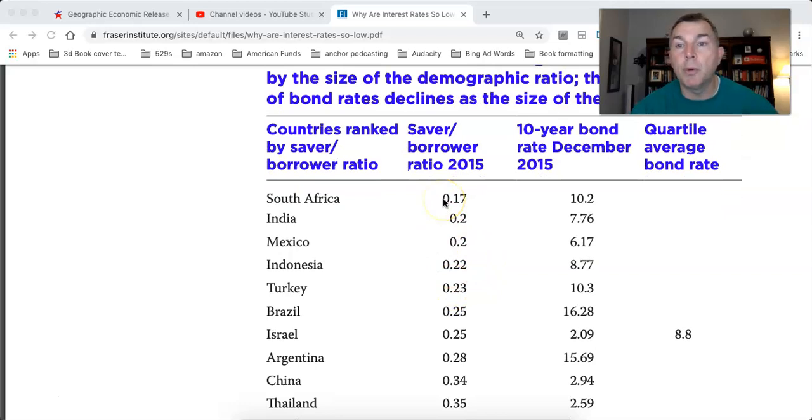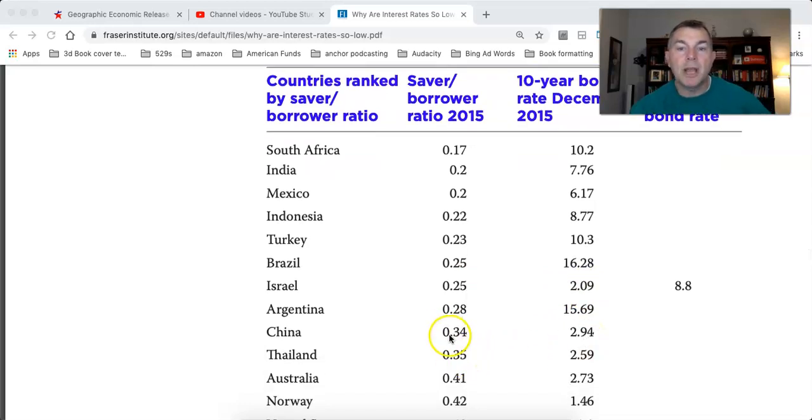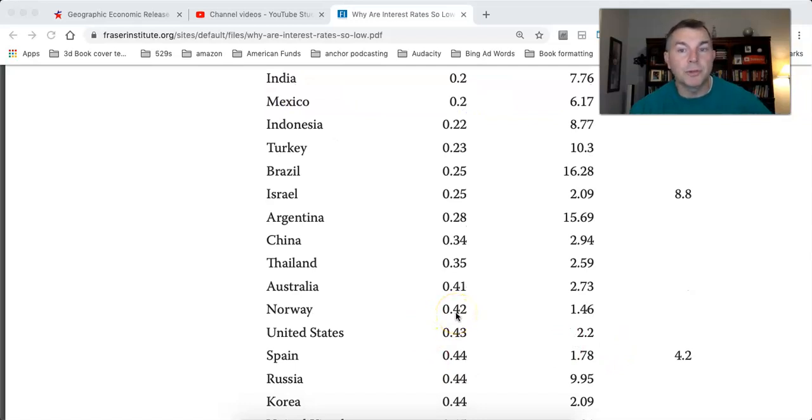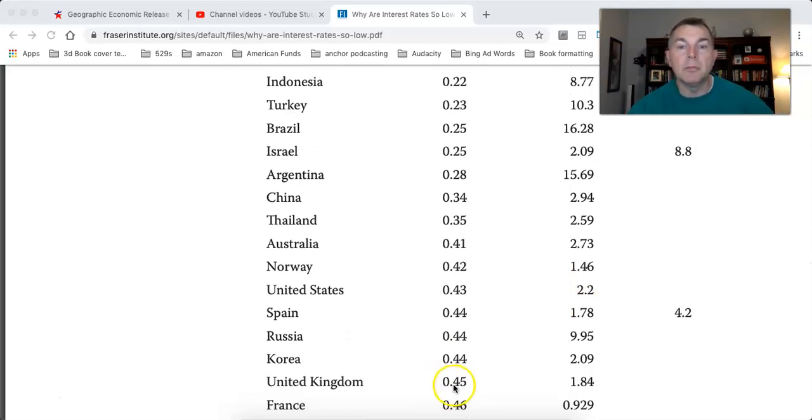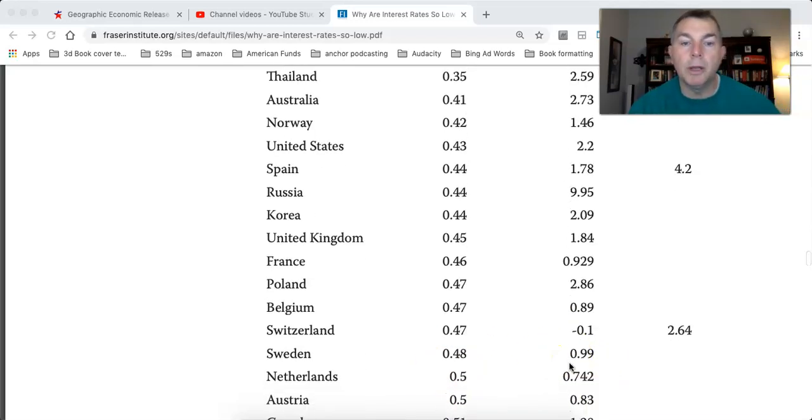So we've got South Africa, 0.17, 10-year bond is 10.2. Let's go to Turkey, 0.23. So it's much, much more borrowers than savers. 10-year bond, 10.3. Israel, 0.25, 10-year bond, 2.09. China, 0.34, 2.94 is the 10-year bond. Norway, 0.42, starting to grow, 10-year bond, 1.43. Russia's probably an outlier because the economy is so jacked. United Kingdom, 0.45, 10-year bond, 1.84. France, 0.46, 10-year bond under 1. Sweden, 0.48, 10-year bond, 0.99.